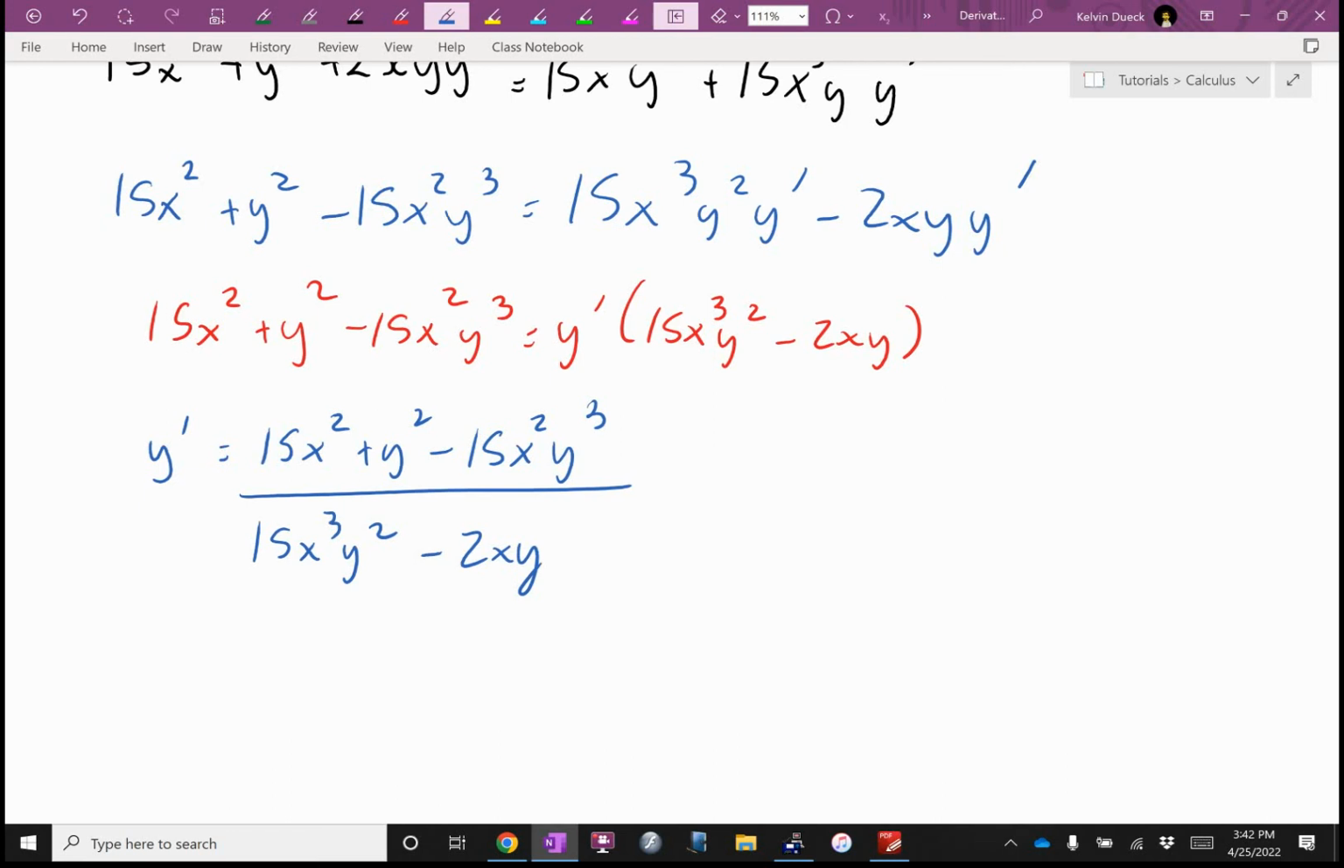Logarithmic differentiation. How do I know when to use logarithmic differentiation? The x is an exponent. That's how you know to use logarithmic differentiation.